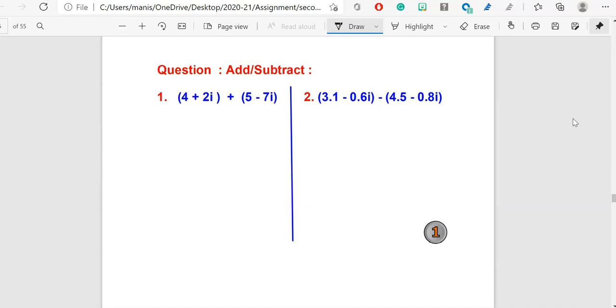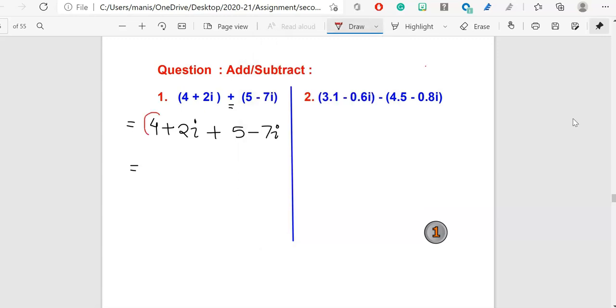Number one says 4 plus 2i, there's a plus sign over here, 5 minus 7i. So first of all, I will open my parentheses over here. Now do keep in mind, since there is a plus sign, we will not change any of these signs. Okay. Now after this, I will combine the like terms.